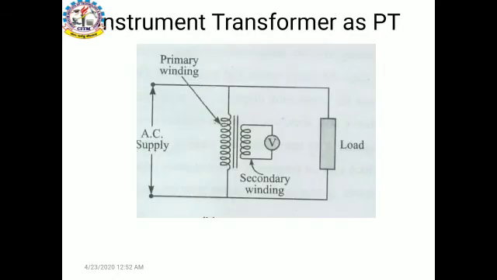Here is a circuit diagram for the instrument transformer, or you can say the potential transformer. The AC supply is from the primary winding, and the number of turns in the primary winding is more than in the secondary winding. A voltmeter is connected in parallel as a rule, because in parallel the voltage is always the same for all circuit elements, and a second load is also connected on the secondary side.